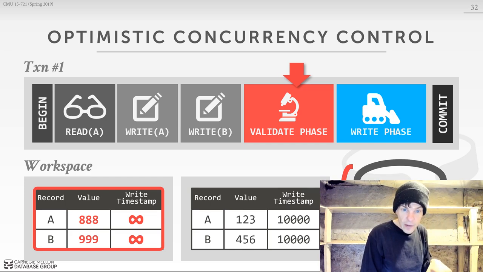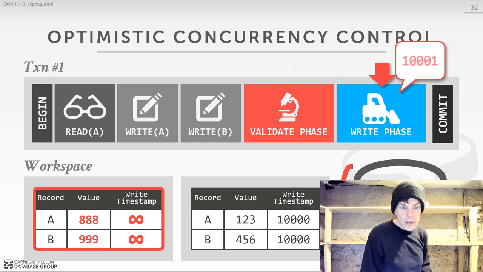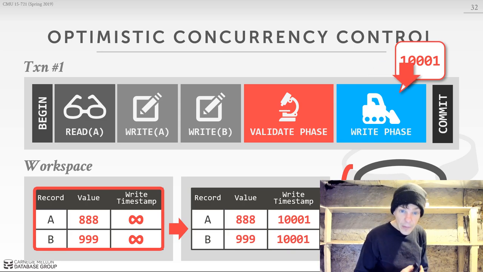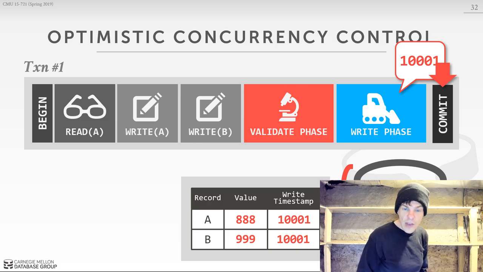But if we pass the validate phase, then we enter the write phase, where we finally get our timestamp, and then we install our changes into the global database with our updated write timestamp. Once all our changes are installed, our transaction is considered fully committed, and we can tell the outside world that we finished. Again, I don't want to go into the details of how you actually implement OCC because we're going to focus on that when we talk about implementing this in the context of a multi-version system. So hold off on that for later, because the validate phase is sort of the most important part, and that can be quite tricky.